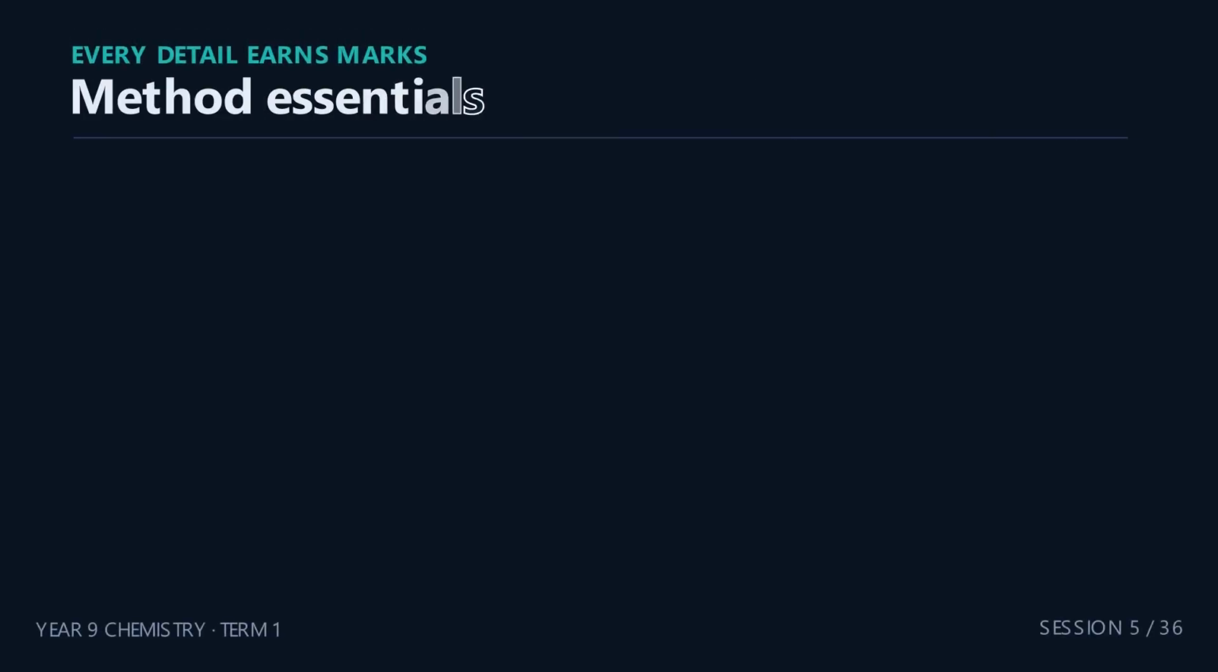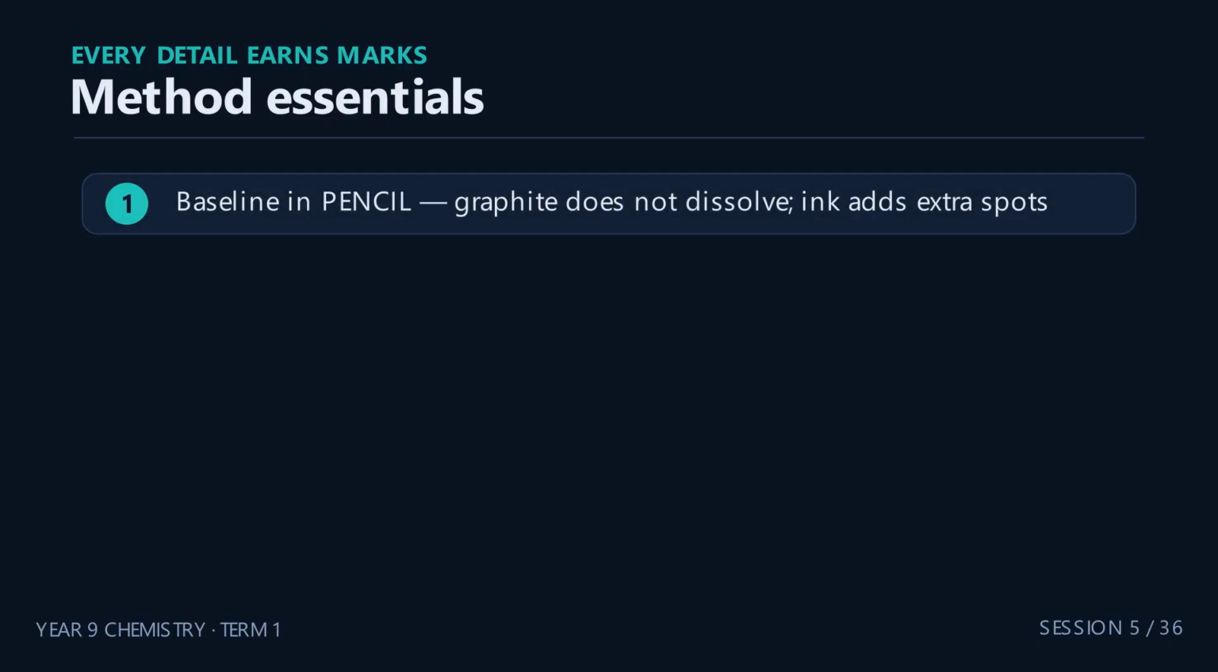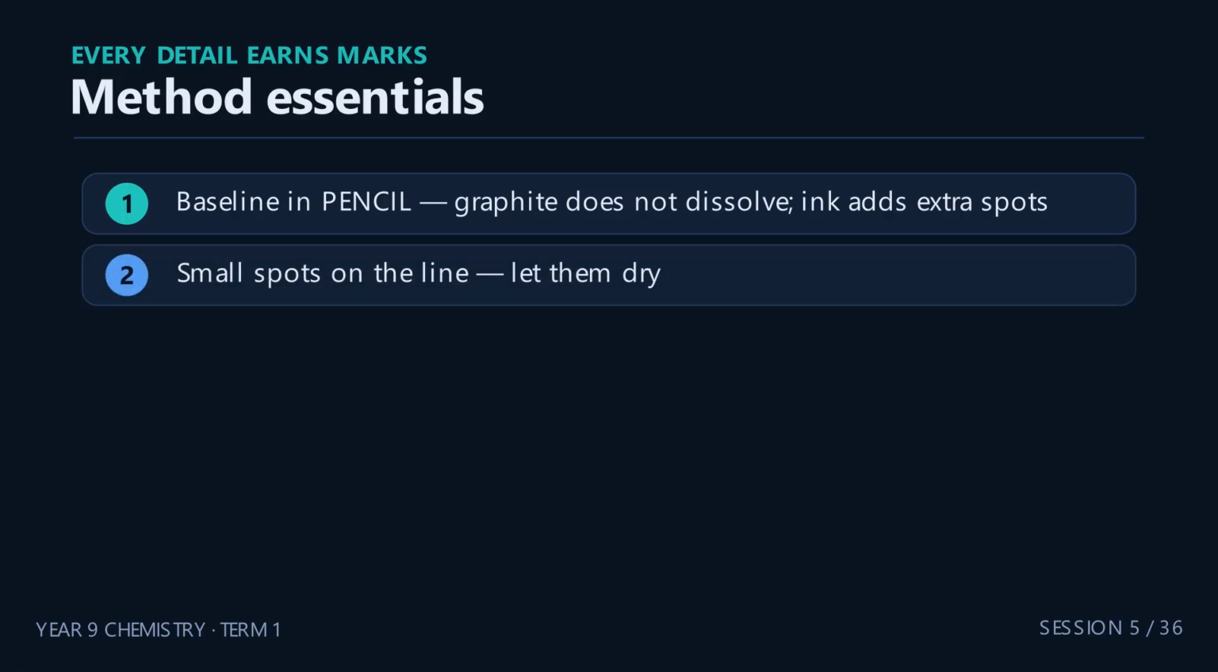Now the method, and every detail earns marks. 1. Draw the baseline in pencil. Graphite does not dissolve in the solvent, but ink would, and it would add extra spots to your chromatogram. 2. Place small sample spots on the line and let them dry.